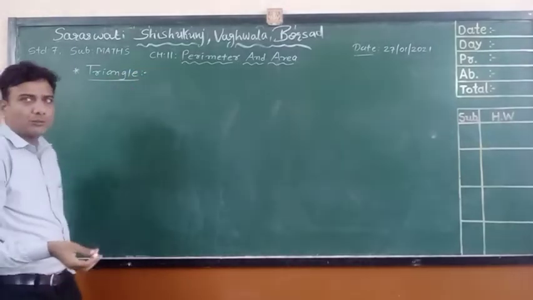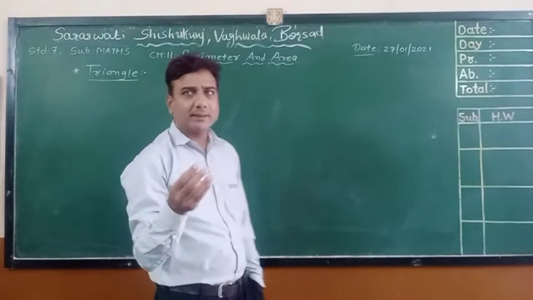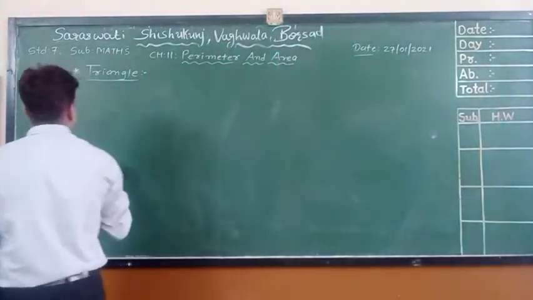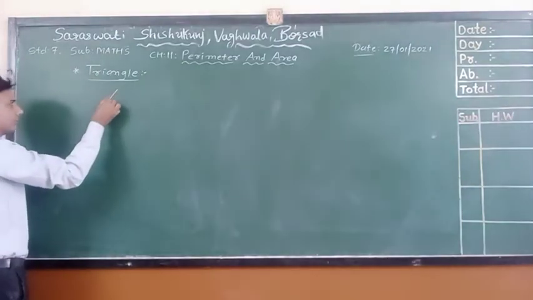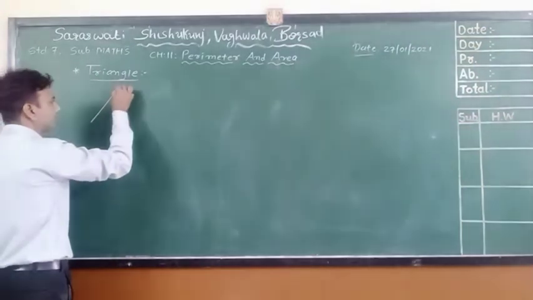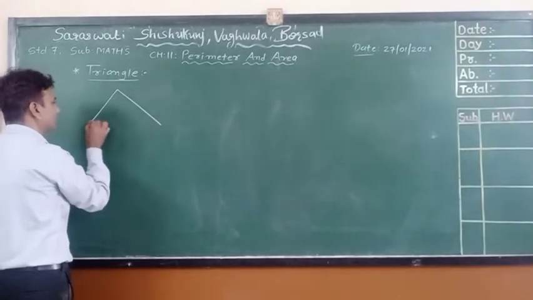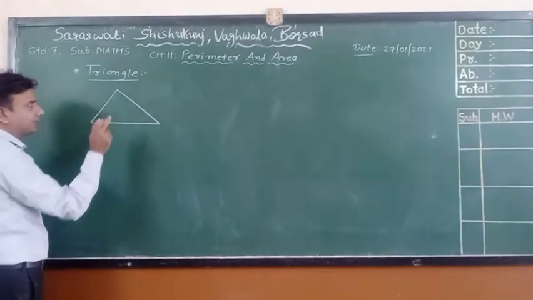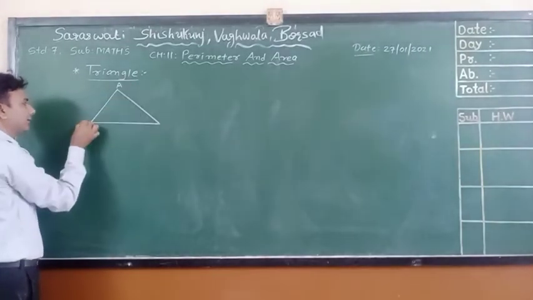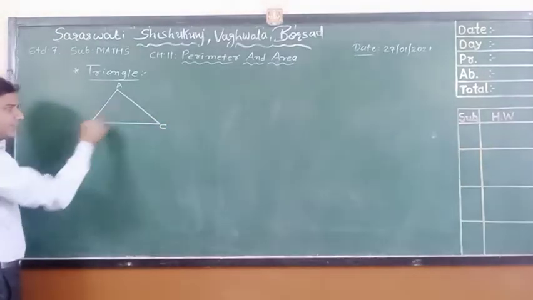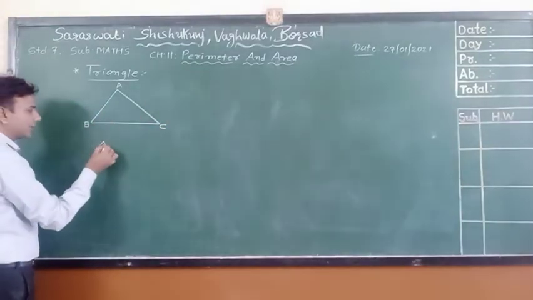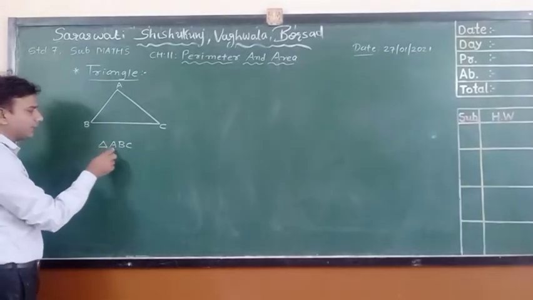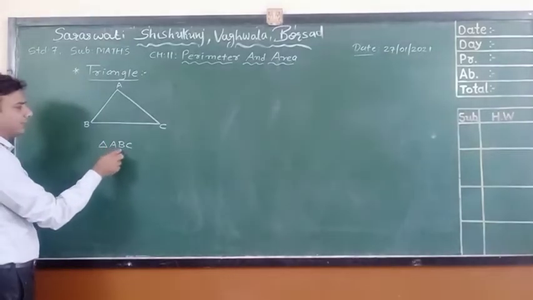So students, we know the triangle has three sides and three angles. Let's draw one figure here. This triangle has three sides, 1, 2, 3, and three angles. See A, B, C. We can denote this triangle like this, triangle ABC. This is the sign of triangle ABC.